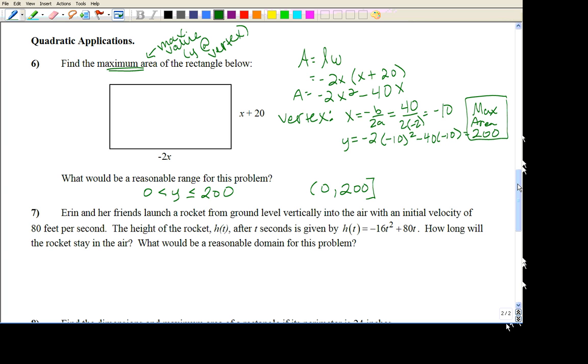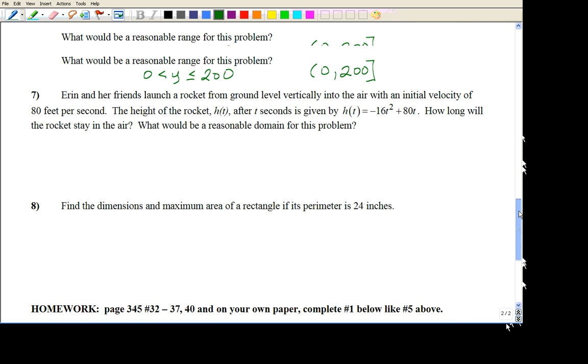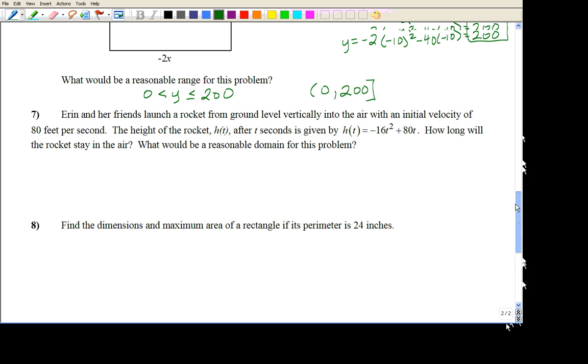Okay, now let's look at number 7. Erin and her friends launch a rocket from ground level vertically into the air with an initial velocity of 80 feet per second. The height of the rocket, h of t, after t seconds is given by h of t equals negative 16t squared plus 80t. How long will the rocket stay in the air? And then what would be the reasonable domain for this problem?